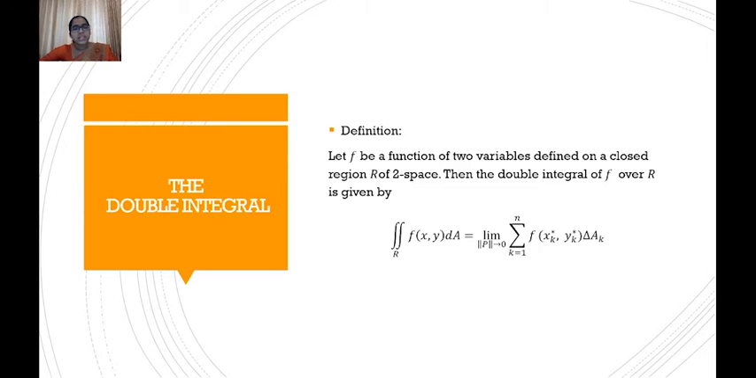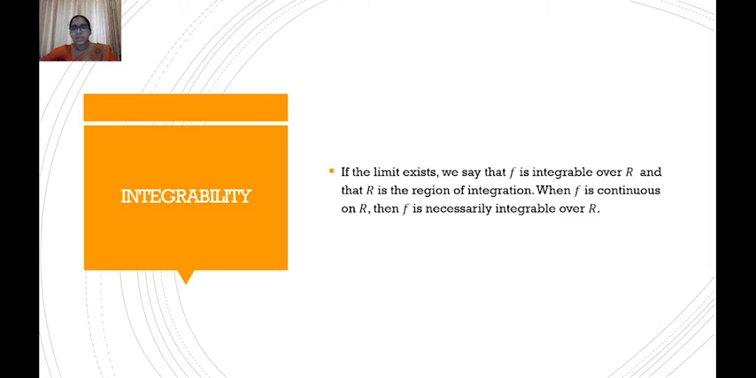Now there is a terminology called integrability. When do we say that a function is integrable or not? If the limit that we saw in the previous slide exists, then we say that the function is integrable over R. And R is the region of integration. If the limit exists, the function will be integrable and R will be the region of integration.